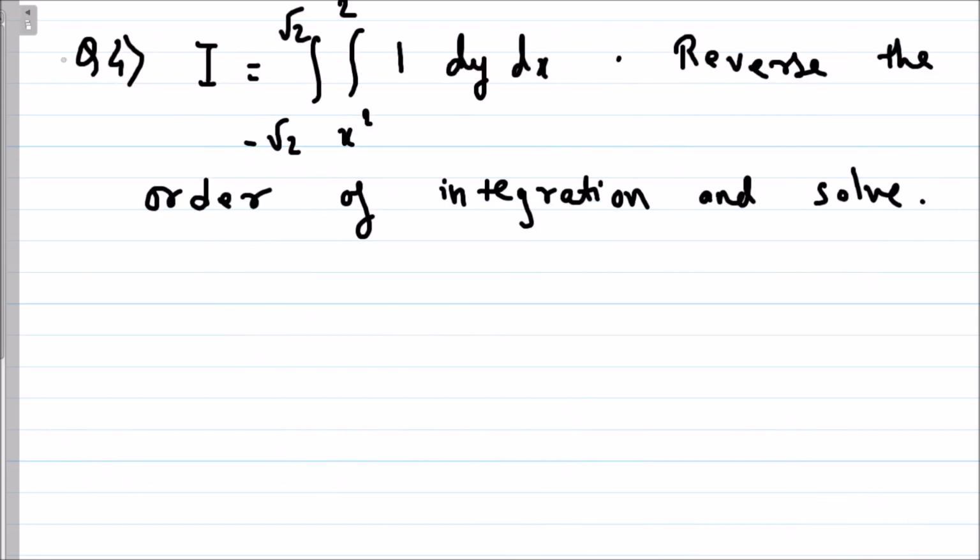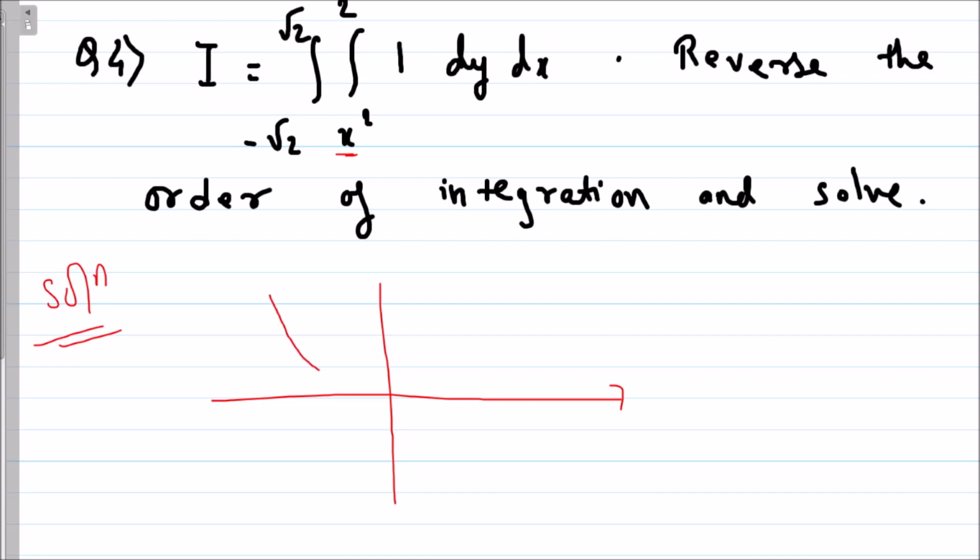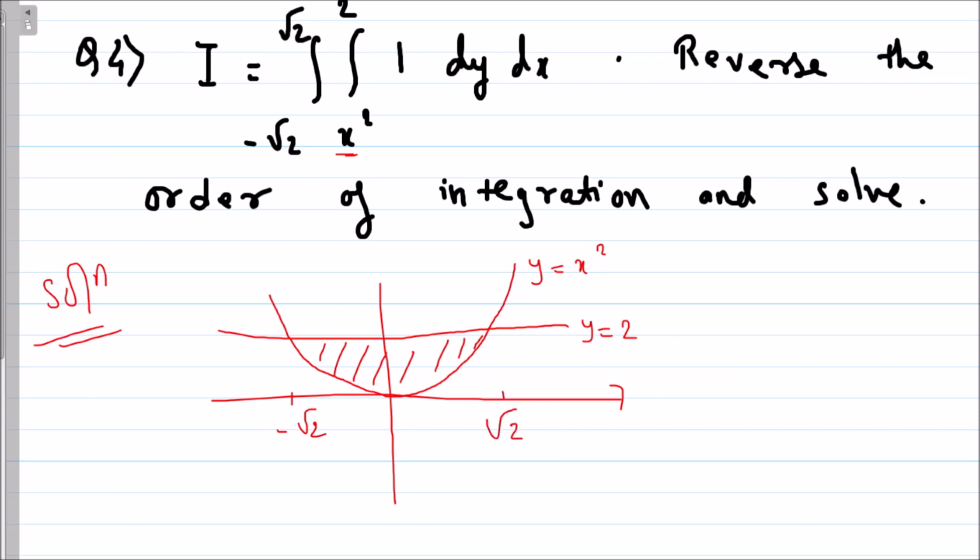Cool. Now let us go for the third one. What you are supposed to do here, in this case, you need to reverse the order of integration. Whenever you want to reverse the order of integration, the first thing you do is first sketch the region. So here in the xy plane, these are the limits of y. y is from x squared to 2. So y equal to x squared, we know that it's a parabola, and y equal to 2 is nothing but this line. So this is the region we have. x is going from minus square root of 2 to square root of 2.